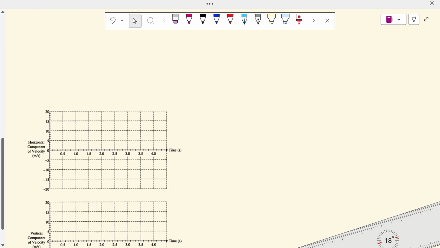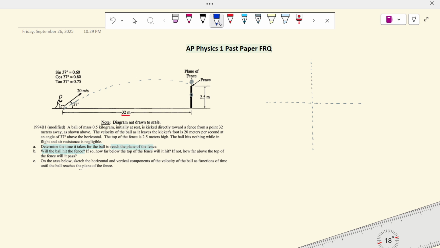So let's start. First of all, dear students, this is our x-axis and y-axis rectangular coordinate system, and this is a ball that is kicked with the speed of 20 meters per second. In this diagram, I will show you how to make the components of the vector, because this is very important. Then we will be able to solve for the other quantities.